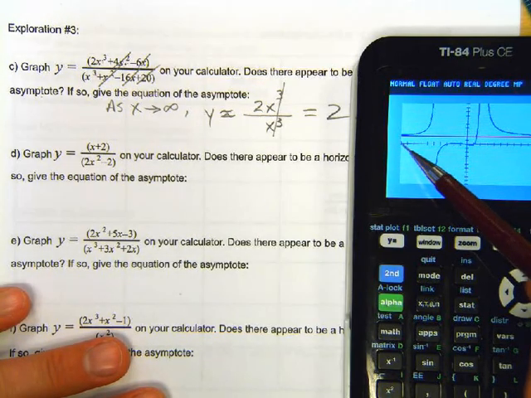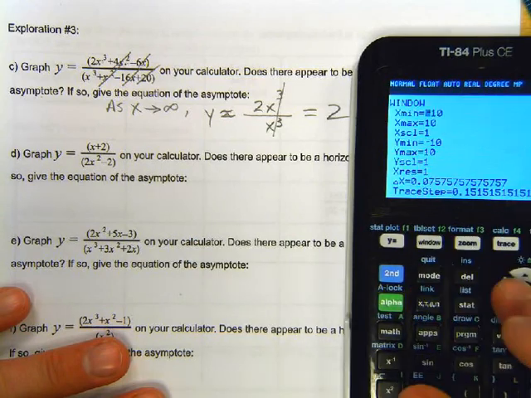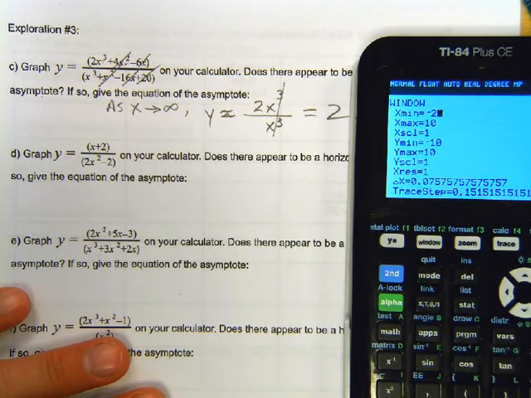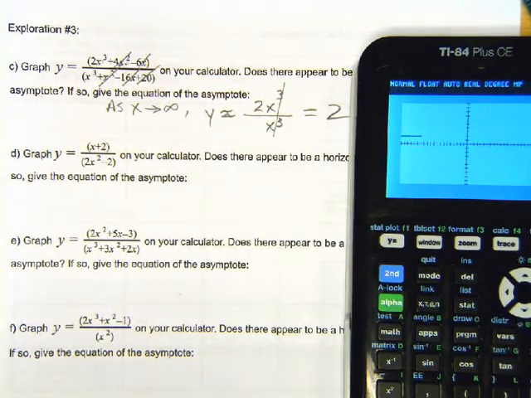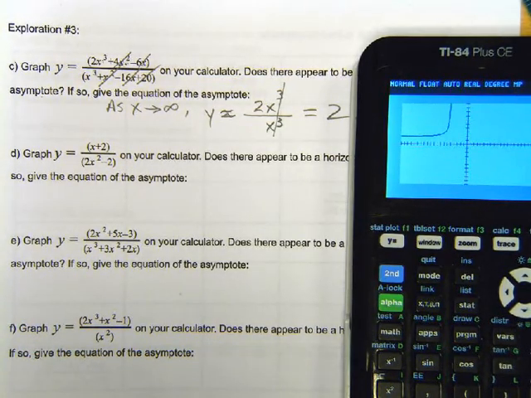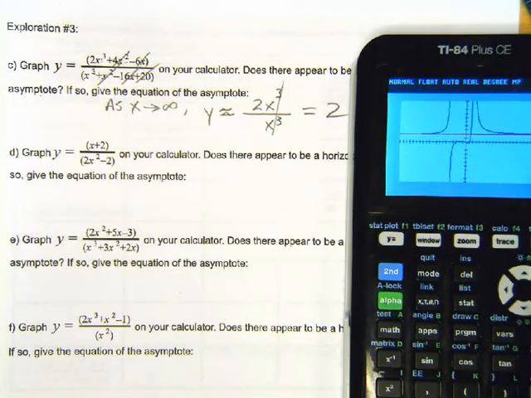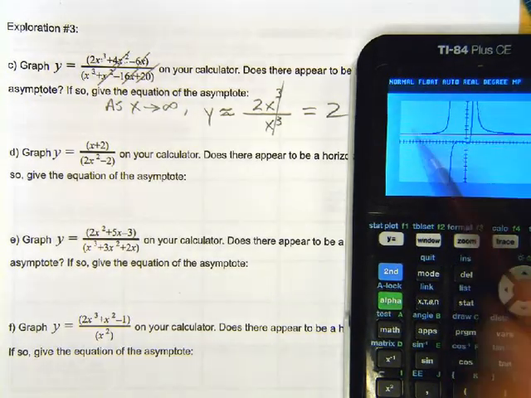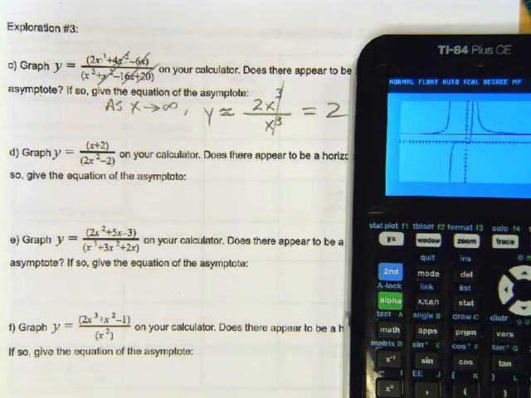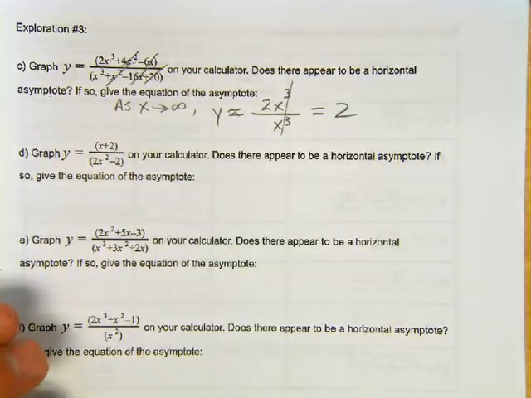Does it look like there's an asymptote when x gets big? Yeah. In fact, we could go to our window and make this negative 20 to positive 20 in the x direction. So there's the function, and yep, there's the asymptote. When x is big, the function acts like y equals 2. Let's do another one.